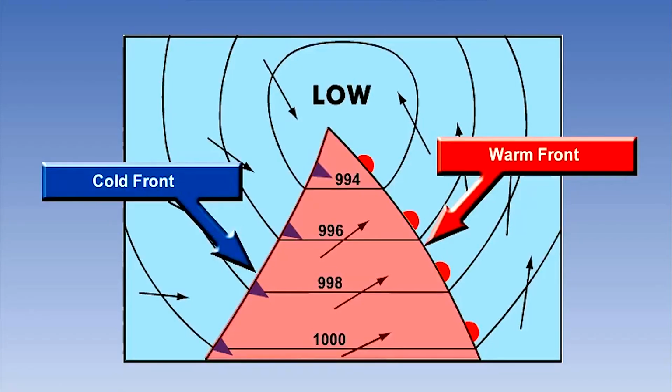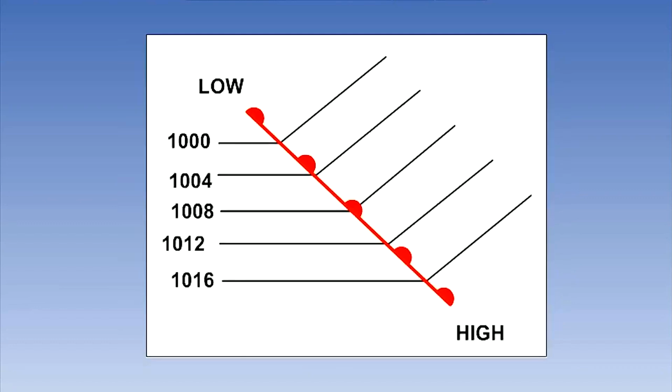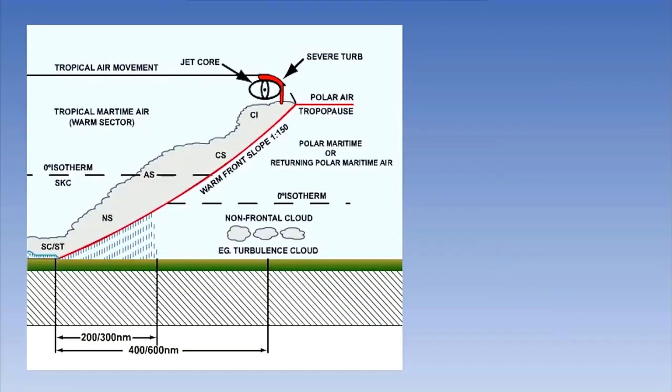Let's look at these constituent parts in a bit more detail. The warm front. If warm air is replacing cold air, then we call it a warm front. The slope of a typical warm front is 1 in 150. Here's a side view showing the main areas of cloud associated with such a front.